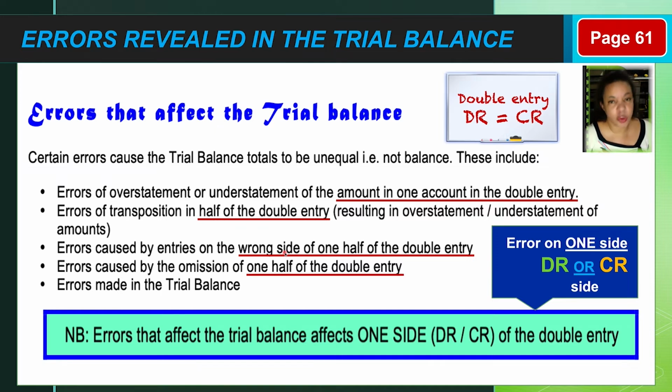Omission, it's omitted from one of the accounts, the debit side or the credit side. And then the last one, which we are not going to get into for this lesson at all, would be errors made in the trial balance. Interest on loan is very popular with you guys in terms of a lot of you put it as a credit. Interest on loan is an expense.